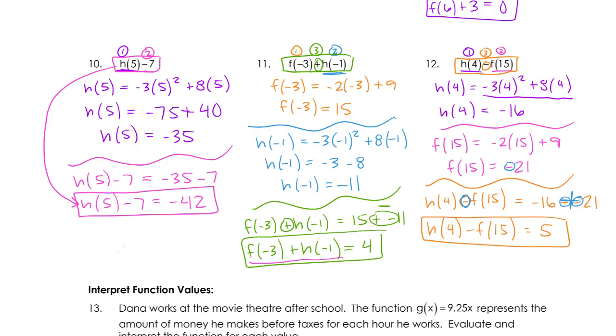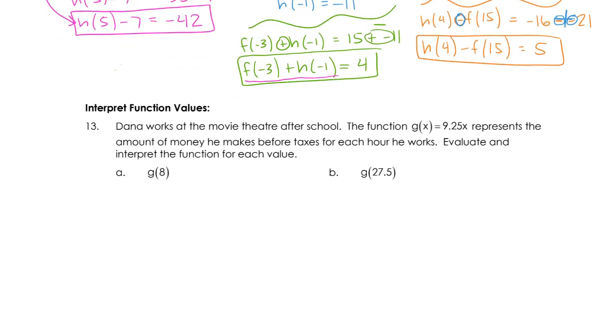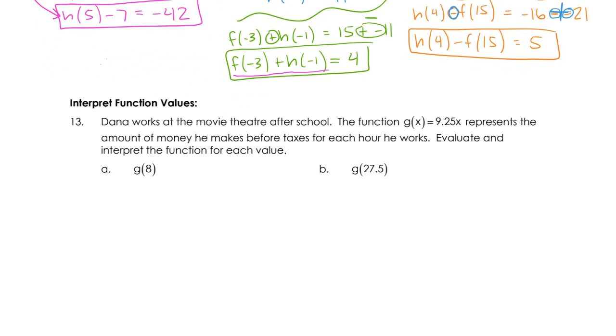Okay, and then moving right along here, we now have number 13. Dana works at the movie theater after school. The function they give us, g of x equals 9.25x, represents the amount of money he makes before taxes for each hour he works. Evaluate, which is what we were just doing up above, but then it also has us interpret the function for each value, meaning write a sentence. So part A says g of 8, meaning we would be plugging 8 in for x, so 9.25 times 8. When you evaluate that, we get g of 8, again, keeping that function notation, equals 74.